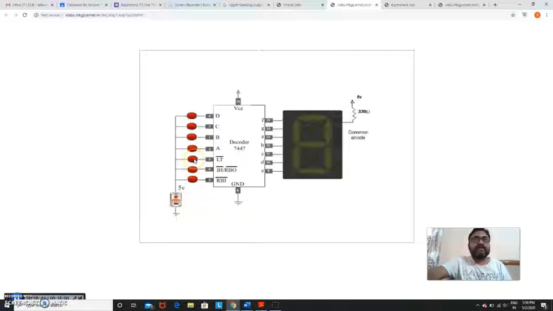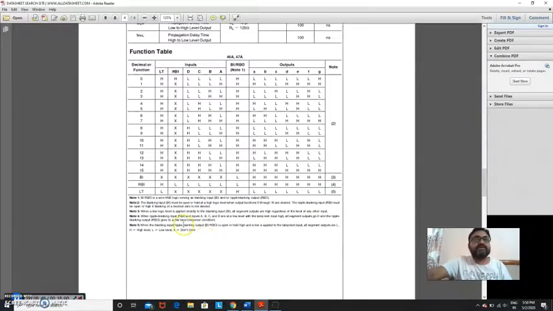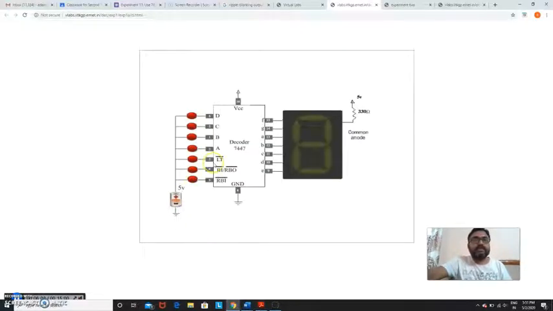Now here, if I look at this LT terminal, what is being said for the LT terminal, we can see here that when it is held high, then only will you get a respective output for the BCD input. So the LT terminal should be held high. So what I am going to do over here is make this LT terminal high.